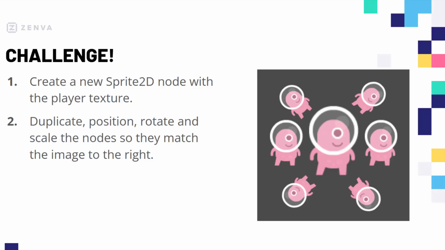Okay, so now I have a bit of a challenge that I want you to complete. So what I want you to do is, first of all, create a new Sprite 2D node with the player texture, then duplicate, position, rotate, and scale those nodes so that they match the image on the right, okay? I want you to have a go at this before starting the next lesson, as in the next lesson, we are going to go over the solution.